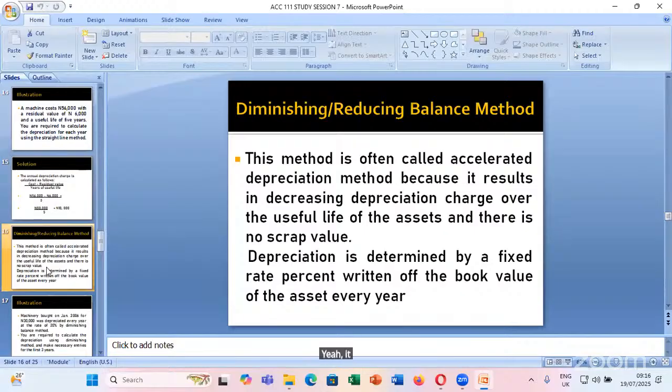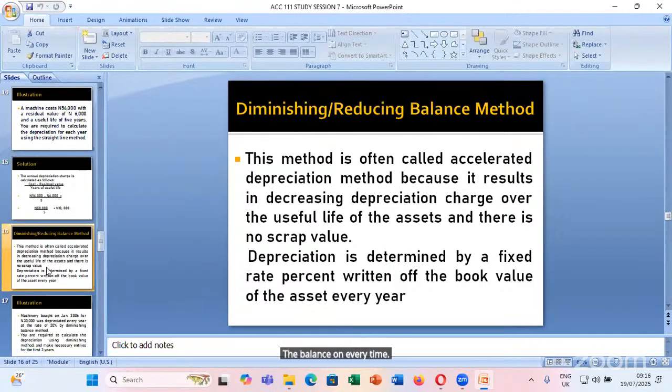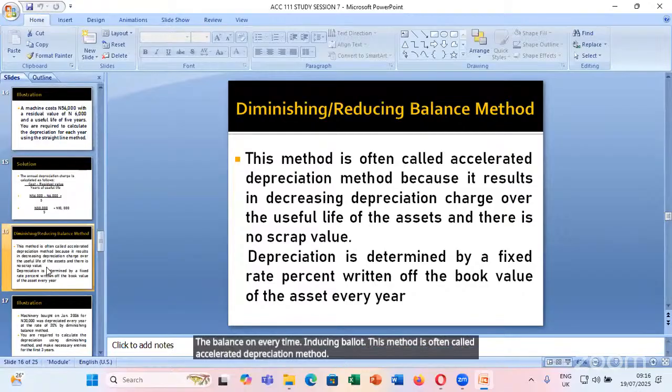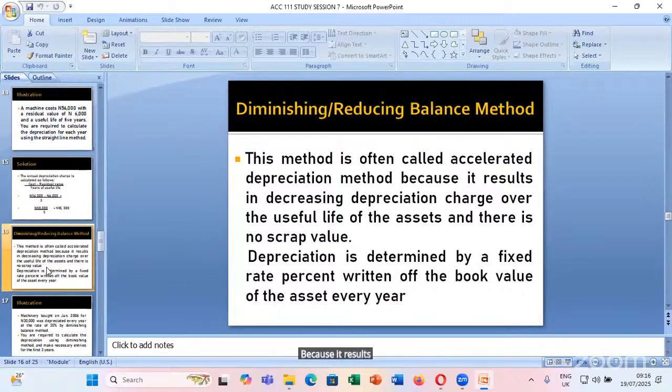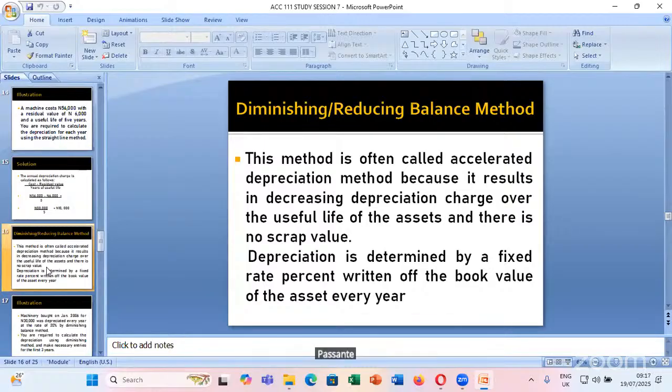Let's look at the diminishing or reducing balance method. As the name suggests, we are reducing the balance every time. This method is often called the accelerated depreciation method because it results in decreasing depreciation over the useful life of the asset, and there is no scrap value. Depreciation is determined by a fixed rate percentage written off the book value of the asset every year.